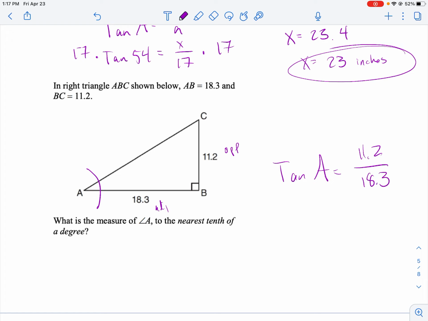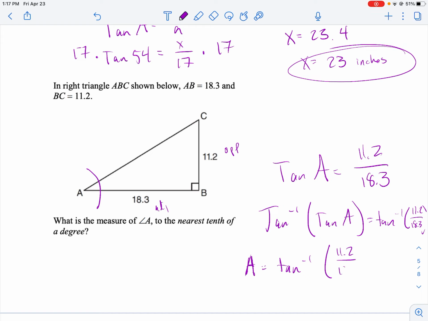And so what we're going to tell our calculator to do is take the inverse tan of both sides, and the tans on the left go away. Then we're left with A is equal to the tan⁻¹ of this ratio here. Now, that's an actual number, right? 11.2 divided by 18.3. We get this nasty number of 0.61202185 79. And so what we're asking our calculator to do is say that there's an angle associated with that ratio between its opposite and adjacent sides.